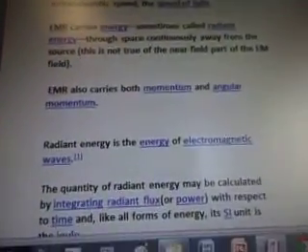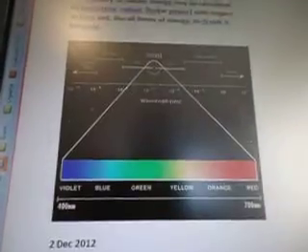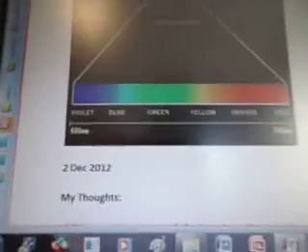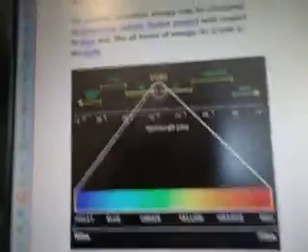EMR carries energy, sometimes called radiant energy, through space continuously away from the source. This is not true of the near field part of the EM field. EMR also carries both momentum and angular momentum. Radiant energy is the energy of electromagnetic waves. The quantity of radiant energy may be calculated by integrating radiant flux or power with respect to time, and like all forms of energy, its SI unit is the joule. And the joule is very interesting because it's in the WOW radio signal.